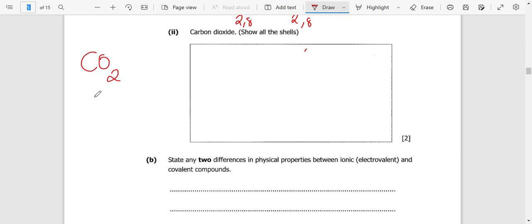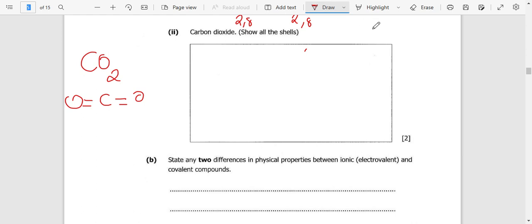So now for a covalent bond, you need to show the overlapping of shells. So actually, we just need to know that this one looks like this. It has got double bonds. That is how it looks. Okay. So what I'm going to do is I'm going to put carbon in the middle.